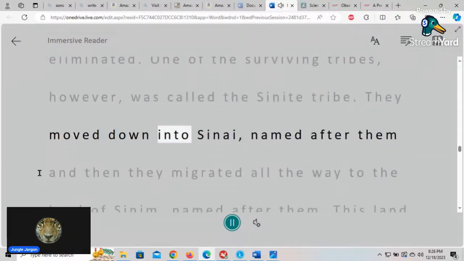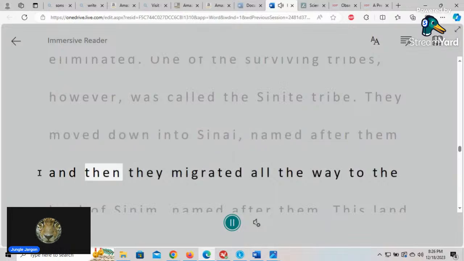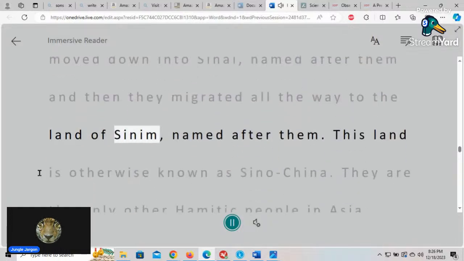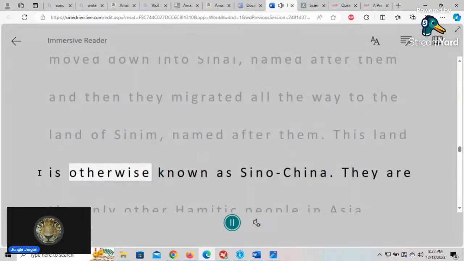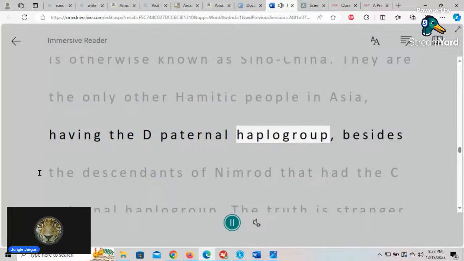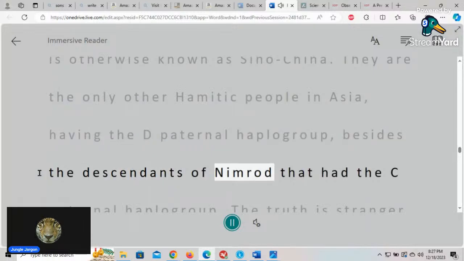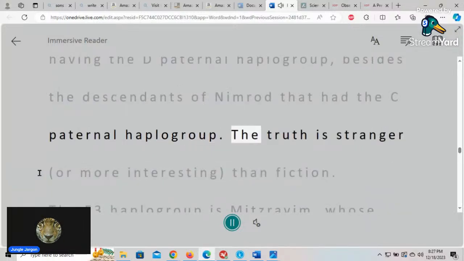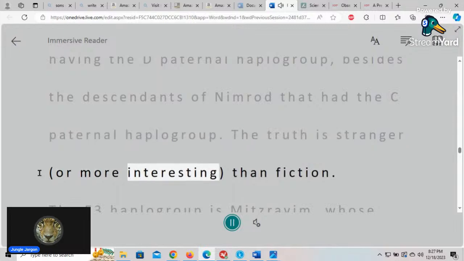They moved down into Sinai, named after them, and then they migrated all the way to the land of Sinim, named after them. This land is otherwise known as Sino-China. They are the only other Hamitic people in Asia, having the D paternal haplogroup, besides the descendants of Nimrod that had the C paternal haplogroup. The truth is stranger, or more interesting, than fiction.